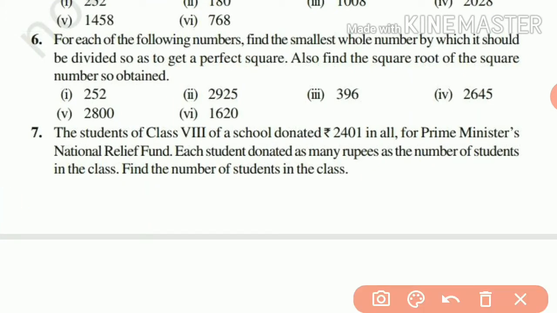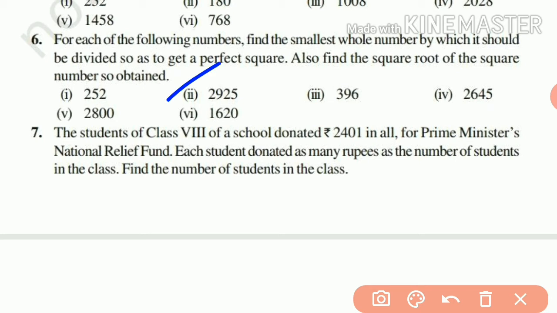Question number 6 is, for each of the following numbers find the smallest whole number by which it should be divided so as to get a perfect square. In the above question it was multiplied, and in this question it is divided, and then also find the square root of the number so obtained. This is the same question. Now let's start the second part.